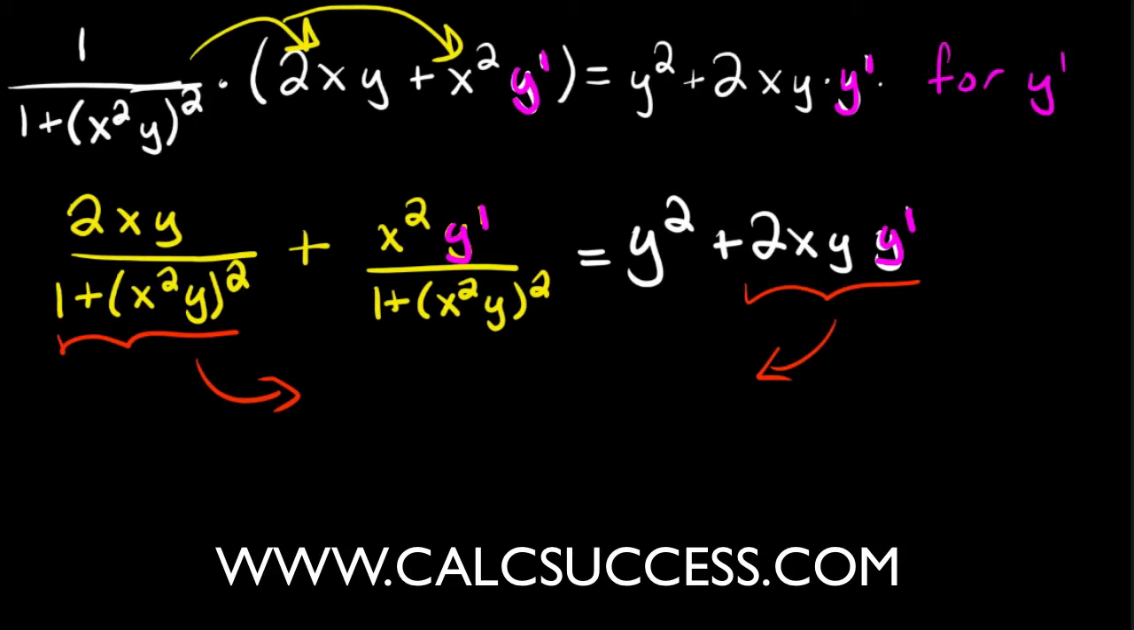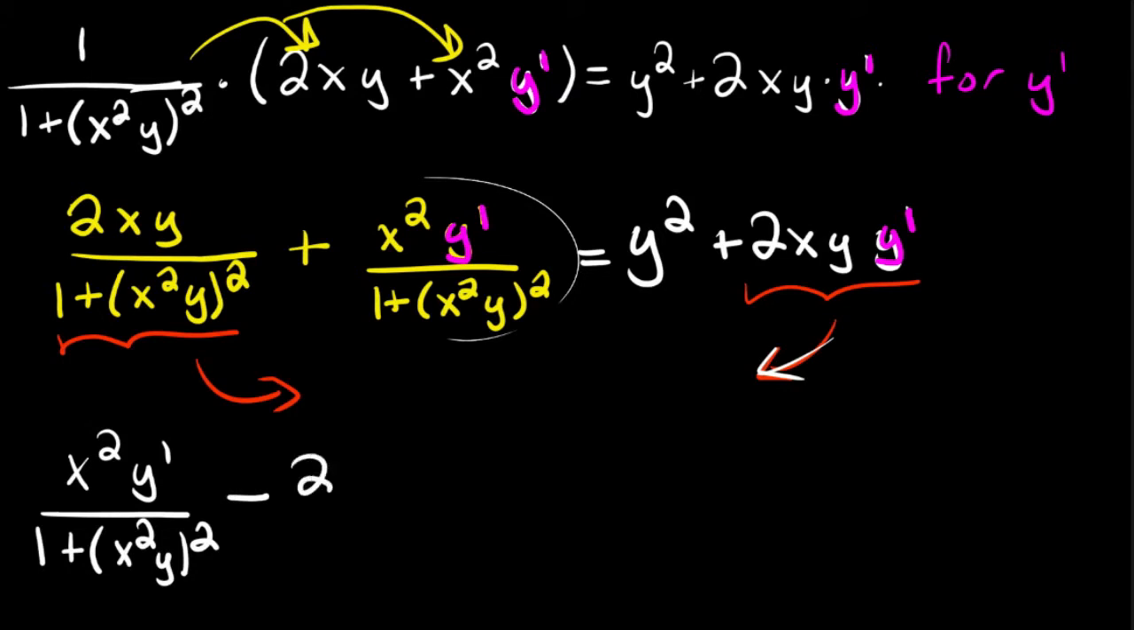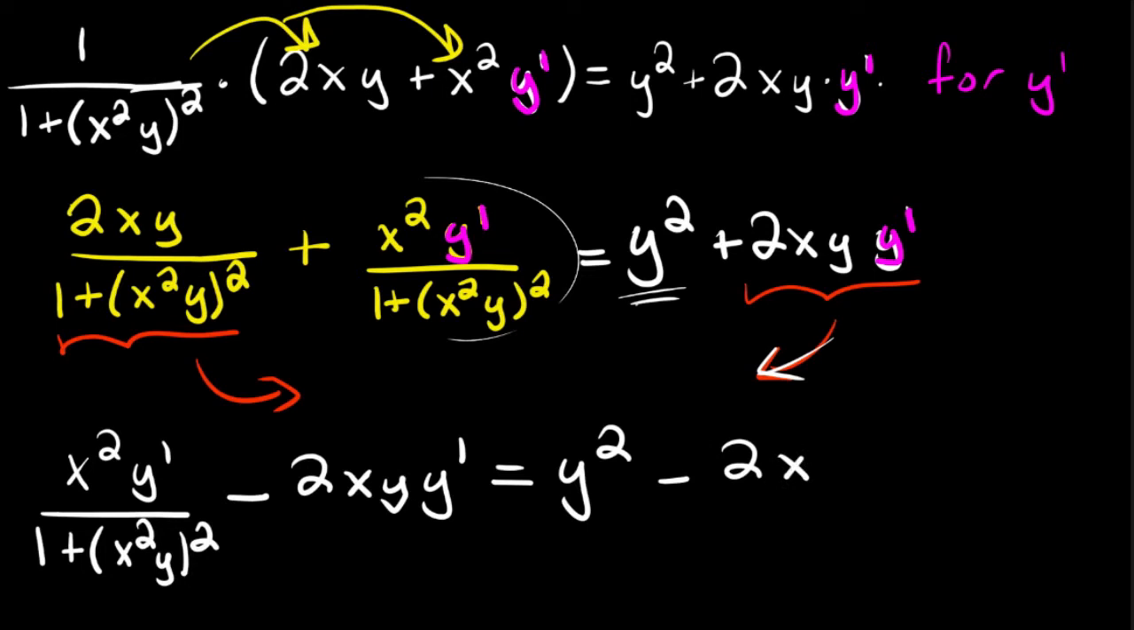So if I do that, I'm going to write down this guy first. So I have x squared y prime over 1 plus x squared y squared. Okay, so that's just this guy. And then this guy, I'm moving over to the left, so minus 2xy y prime is equal to, and then I've got y squared, that's this guy, just stays there, and then this guy moved over, so this is going to be minus 2xy over 1 plus x squared y squared.